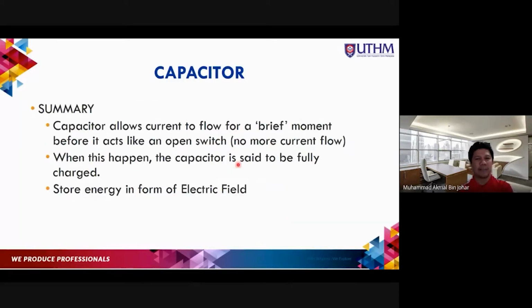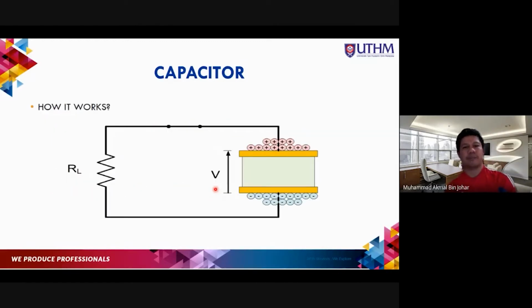When this happens, we can call it a fully charged capacitor, and it stores the energy in the form of an electric field, because you have high potential and lower potential at both plates. So it's like a battery.